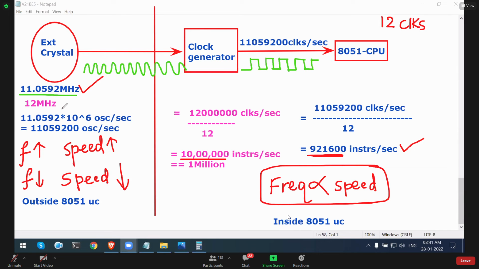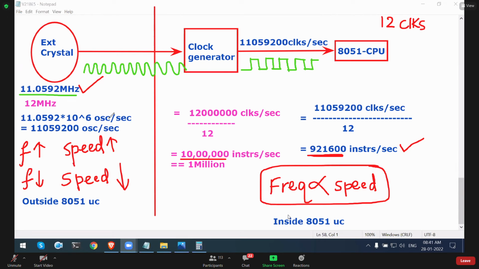Every microcontroller will have this type of limitation. There is no microcontroller in the world which will work on any frequency. This has a limitation, and you have to read that limitation and provide the frequency based on that.